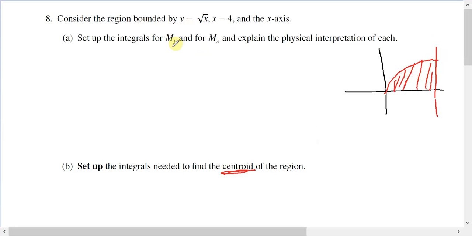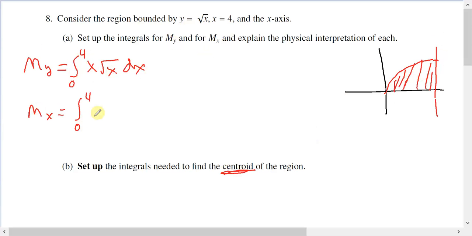But first of all, we're going to find the moment with respect to y and the moment with respect to x. So let's calculate those. Remember, the moment with respect to y is the integral from 0 to 4 of x times my function. And the moment with respect to x is the integral from 0 to 4 of the function times my function. In other words, it's my function squared. So it's like y times the function. Okay, so they're easy to set up. But we want to interpret what they mean.